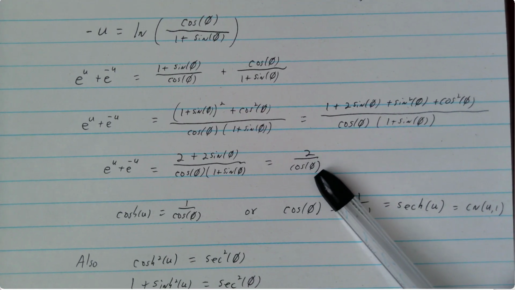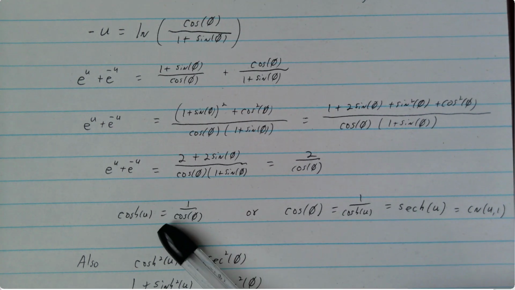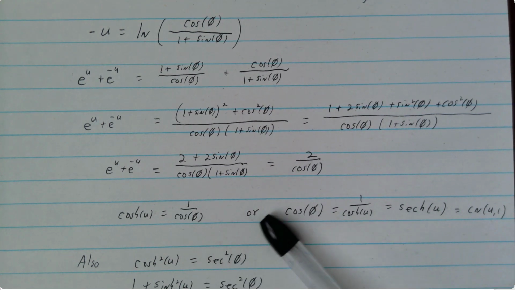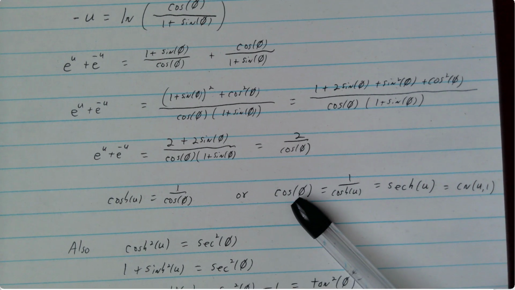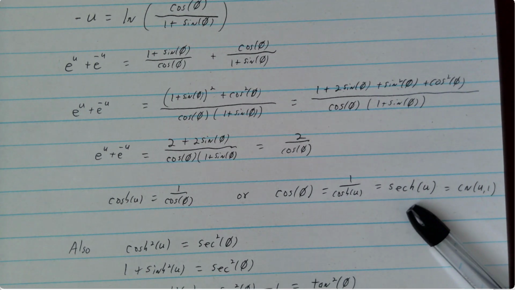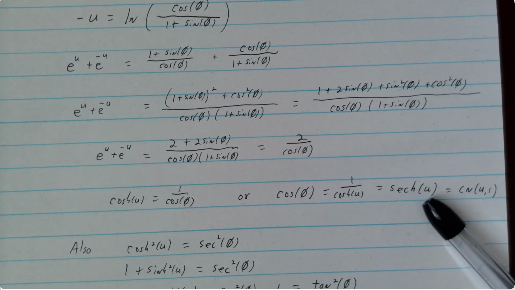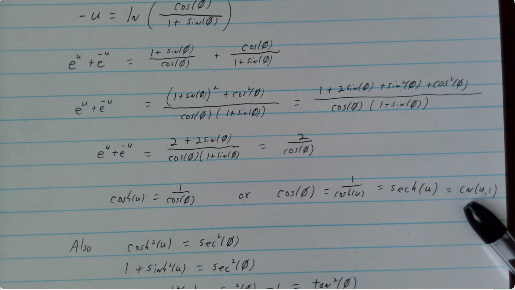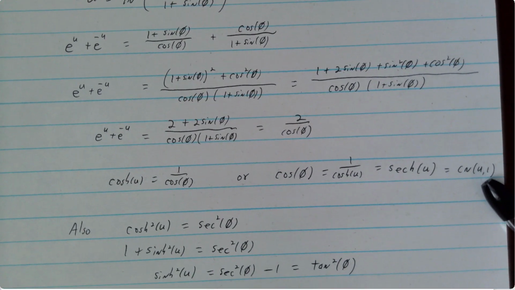So then divide by 2, and that just becomes cosh u is 1 over cosine phi. So cosine phi is 1 over cosh u. This is when k equals 1. So that would be hyperbolic secant of u. So that's the cn of u when k is 1.